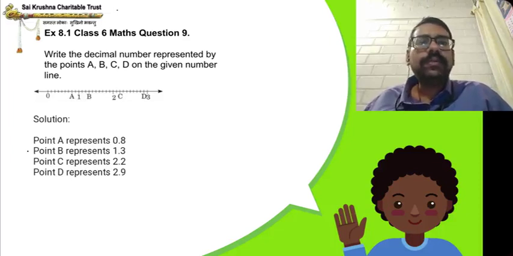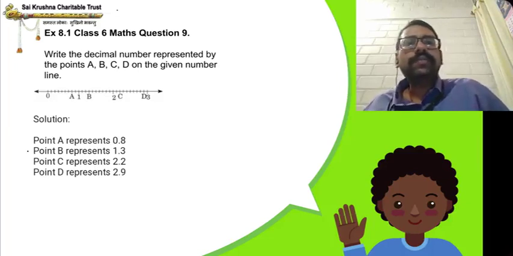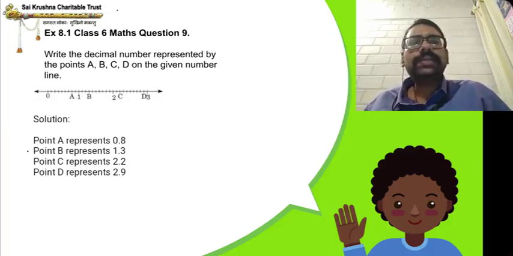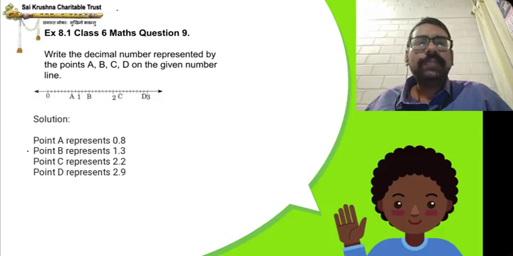So between 1 and 2, there are 10 equal parts. So after 1 comes 1.1, 1.2, 1.3. B is represented by 1.3. Point C represents 2.2. So between 2 and 3, we are dividing into 10 equal parts. So where does it start? 2.1.